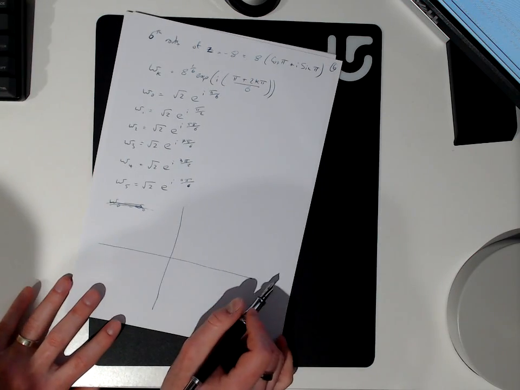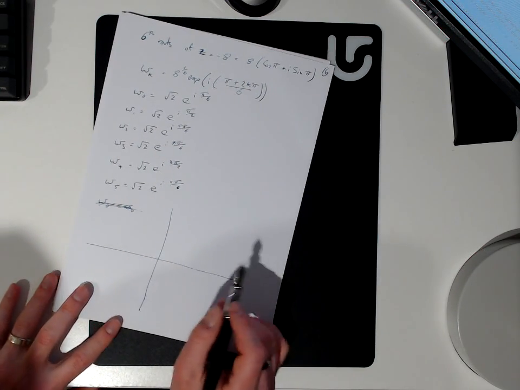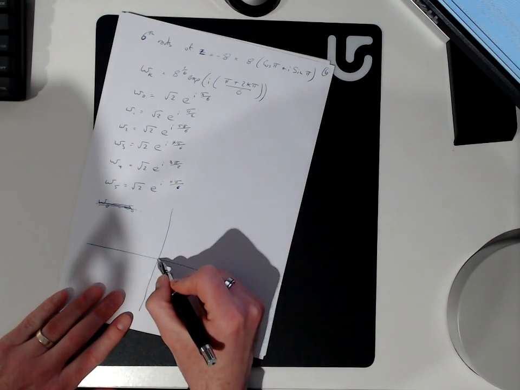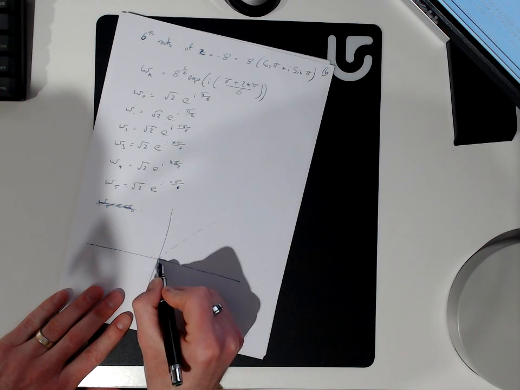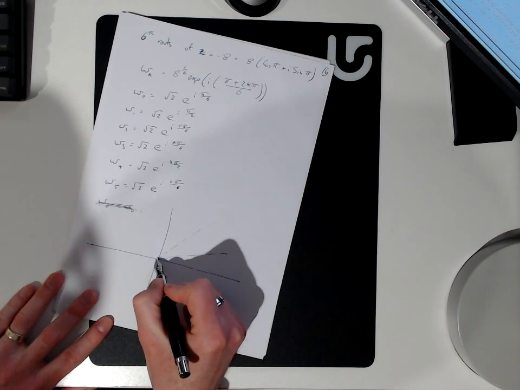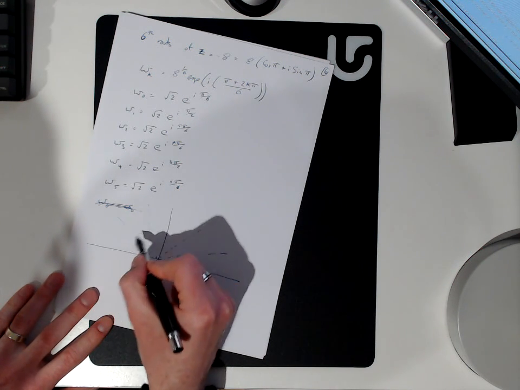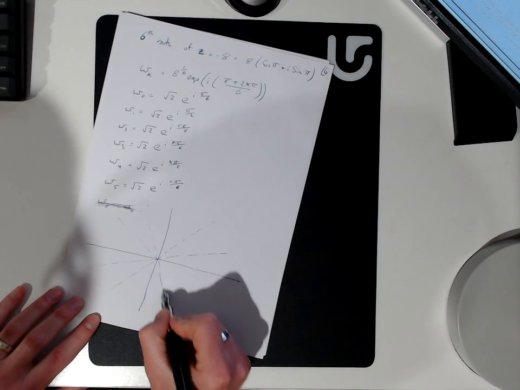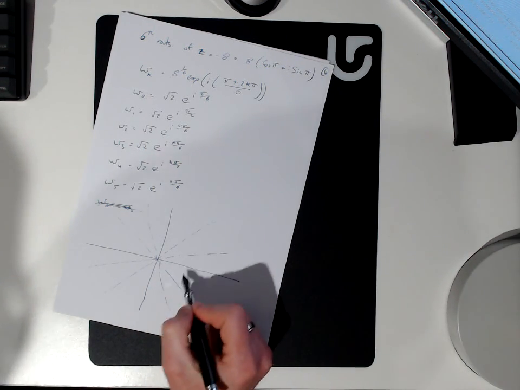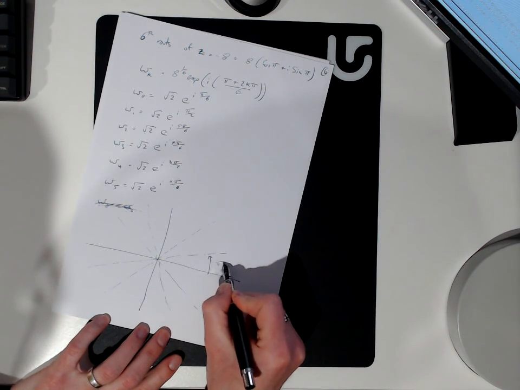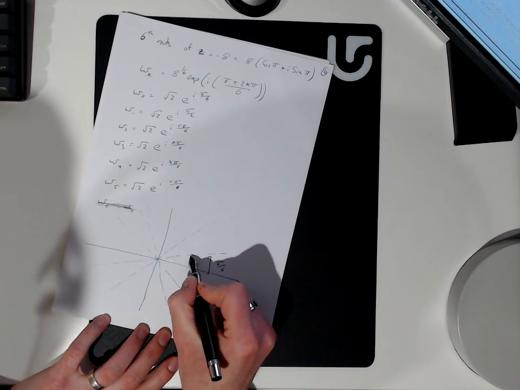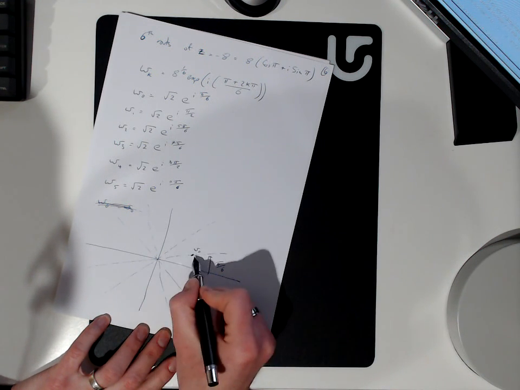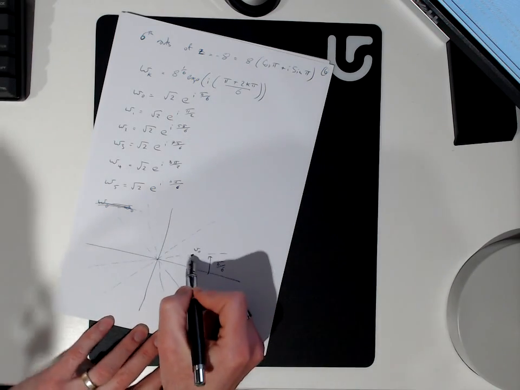Okay, so pi over 6. I need to divide this into 6. If I divide this into thirds, 1, 2, 3, 4, 5, 6. And I'll do the same here. So each angle here is a pi over 6, right? So let's pick that one. Let's say that's omega 0. The modulus here is square root of 2.